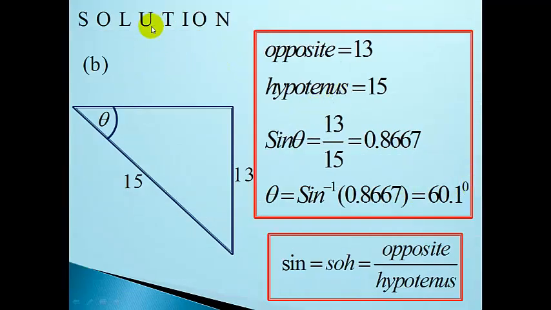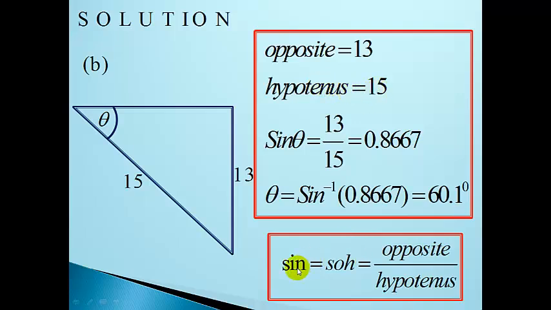Now let's look at the solution to the diagram in B. Considering this right angle triangle, looking at the position of the acute angle, the side with the length 15 is the longest side of the right angle triangle, and the side 13 is opposite to the angle theta. That means that we know the opposite side and we know the hypotenuse. Now the opposite side is 13, that is opposite to the angle theta, and the longest side, that is the hypotenuse, is 15.